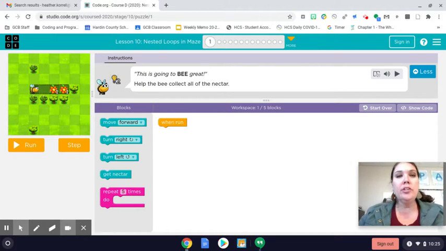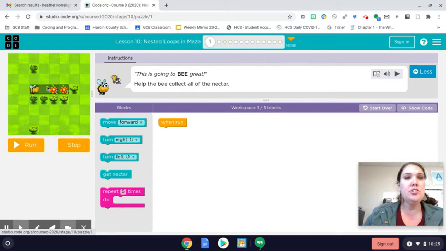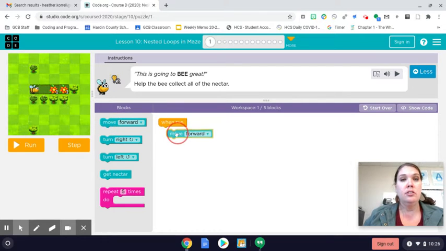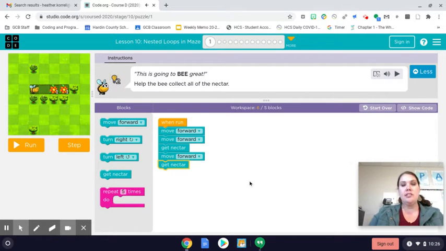working. So looking at level one does not require you to use a nested loop. You will start using those after your instructional video on level 3. So this one is just your basic loop. You want your B to move forward, and then you want it to move forward and get nectar, move forward, and get nectar. If I do that, then it is going to be all finished. He is going to go and collect all of the nectar from all of the flowers.